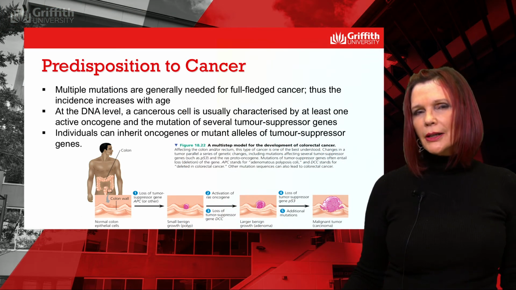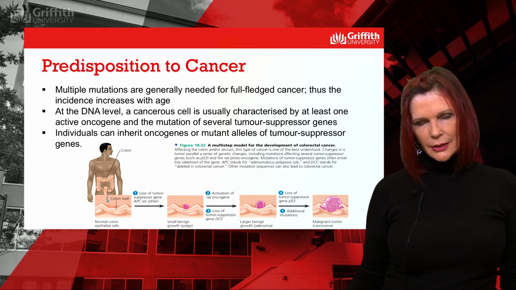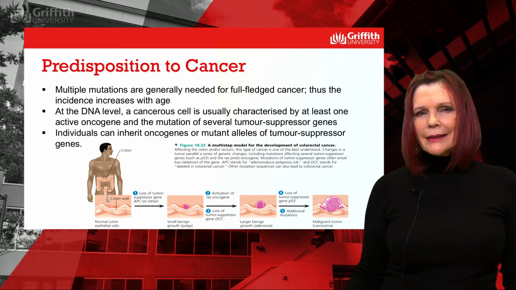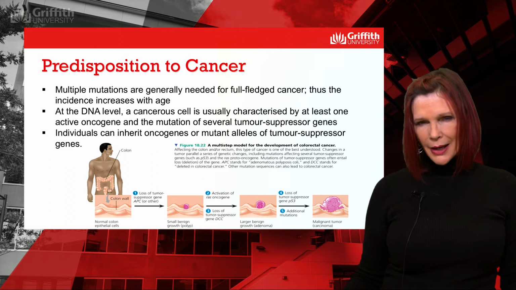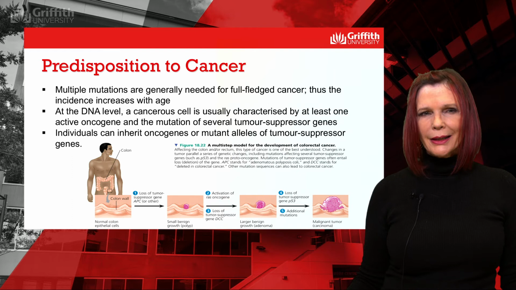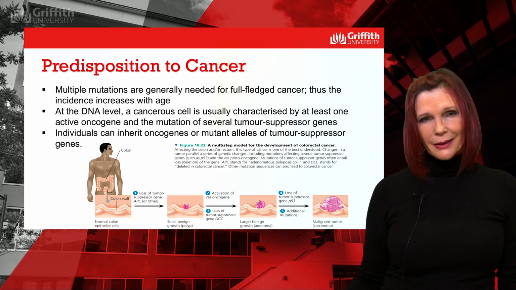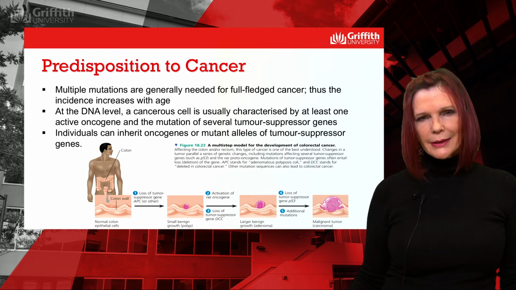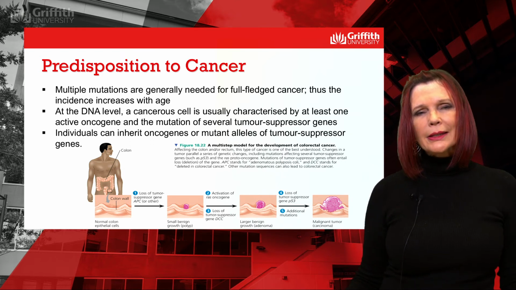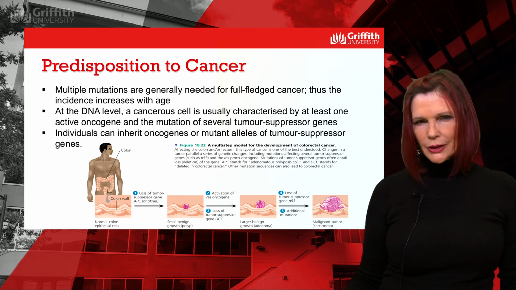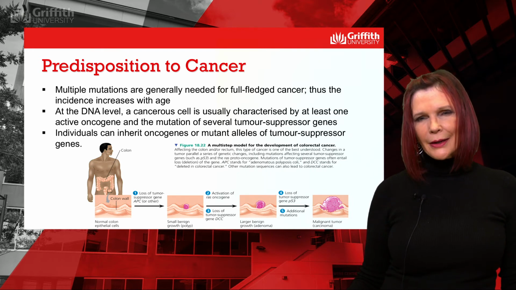More than one mutation is needed to produce all the changes characteristic of a fully fledged cancer cell. The incidence of cancer increases greatly with age because mutations that occur throughout life accumulate and the likelihood of developing cancer increases. At the genetic level, the multi-step model of cancer development means that a cancerous cell is usually characterized by at least one active oncogene and the mutation of several tumour suppressor genes.